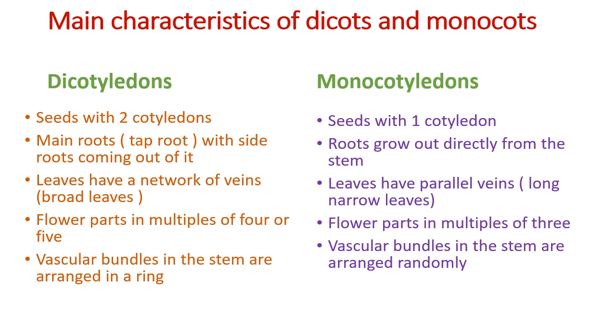In dicots, flowers usually have parts in multiples of 4 or 5, which means they have either 4 petals or 5 petals, and all the other flower parts are also the same, which means stamens, etc. Monocotyledons have flower parts in multiples of 3. In dicots, vascular bundles in the stem are arranged in a ring, while in monocots, the vascular bundles in the stem are arranged randomly.